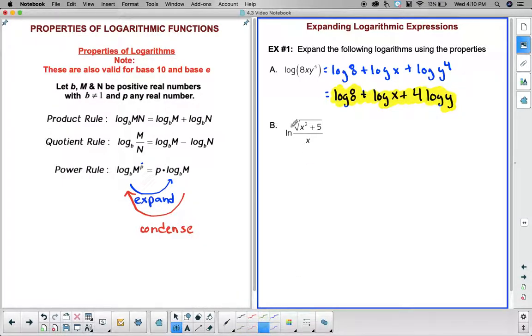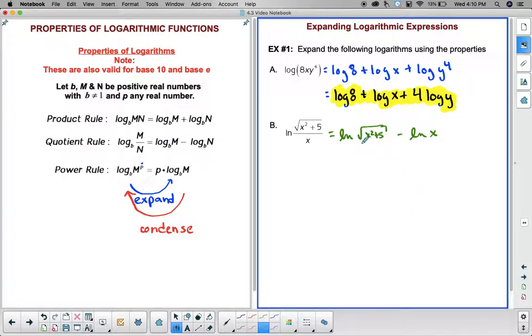Next example, we've got the natural log of the quotient of the square root of x squared plus 5 divided by x. So here, inside the argument of the natural log function, I have a quotient. So the first rule I'm going to use is the quotient rule. The log of a quotient is equal to the difference of the logs, the log of the numerator minus the log of the denominator. So I'm going to go ahead and do that. The log of the square root of x squared plus 5 minus the natural log of x.